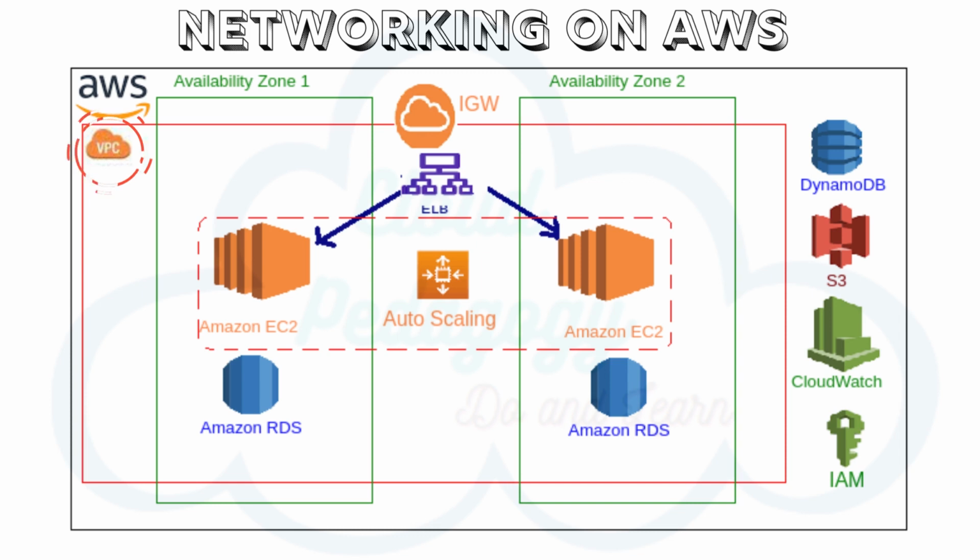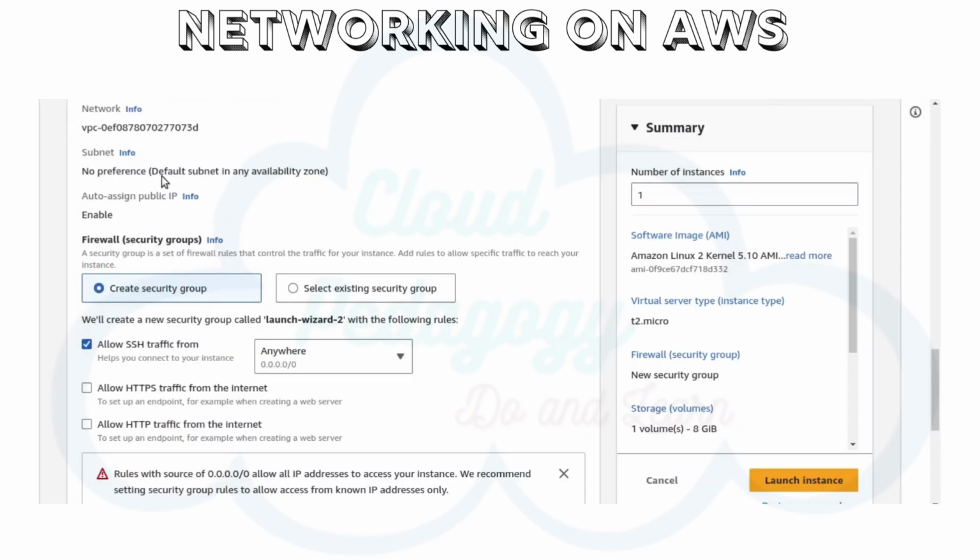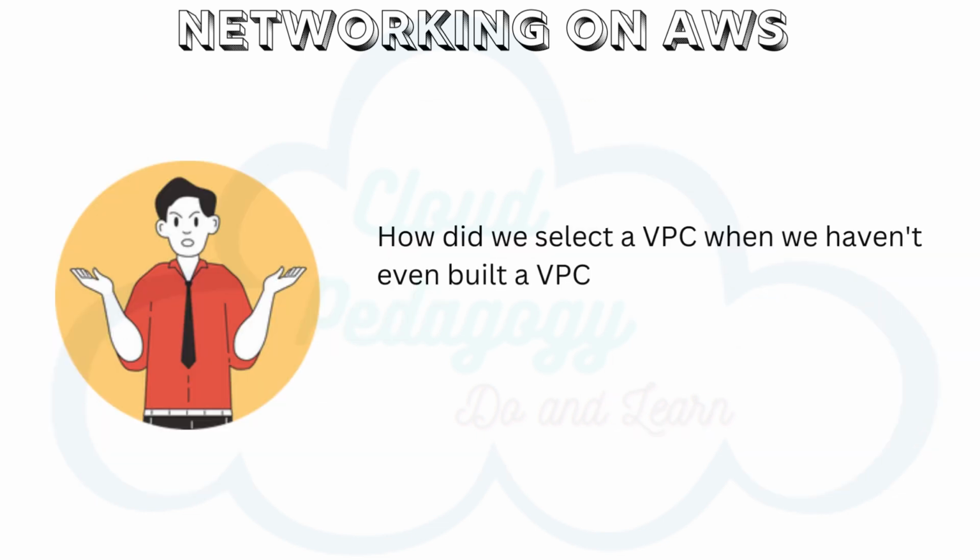But before diving into networking on AWS, we will recall the application. We launched an instance and connected to that instance over the internet. But to launch this instance, we needed to select a network. If you remember, we had configured this network, or VPC, which is actually what helps enable the internet traffic to flow into your application. You might be asking, how did we select a VPC when we haven't even built a VPC at all? Yes, you are correct.